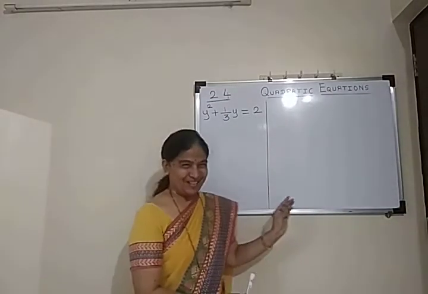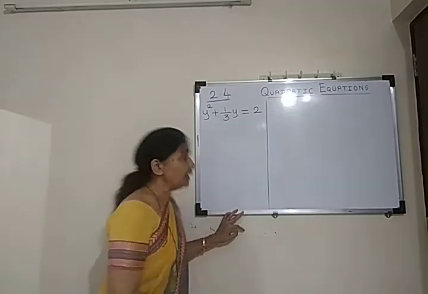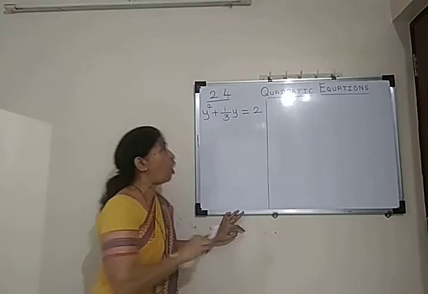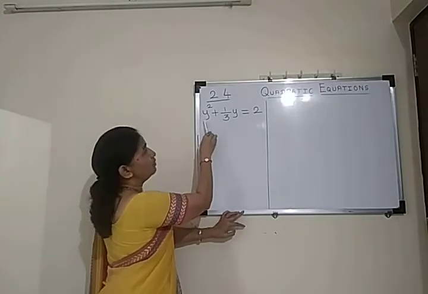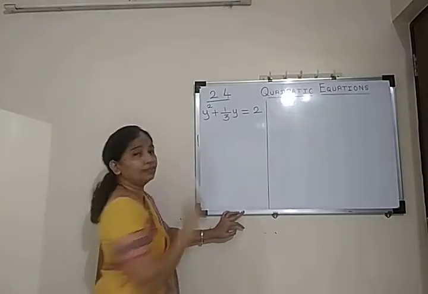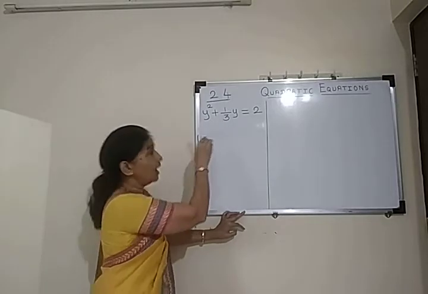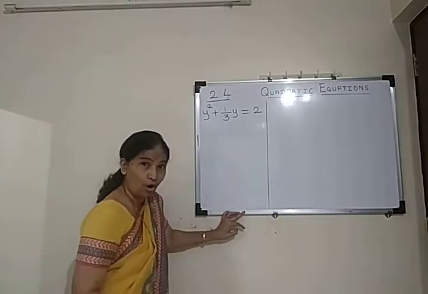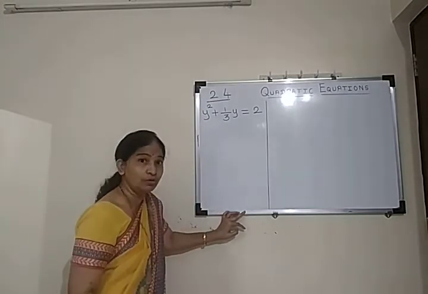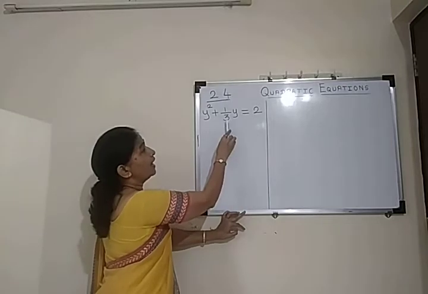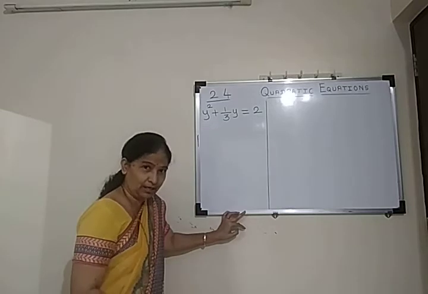Good morning. We are solving quadratic equations by the formula method. Now see the example: y square plus 1 upon 3y is equal to 2. At first, I will write this in standard form, ax square plus bx plus c is equal to 0. For that, I have to multiply the whole equation by 3.